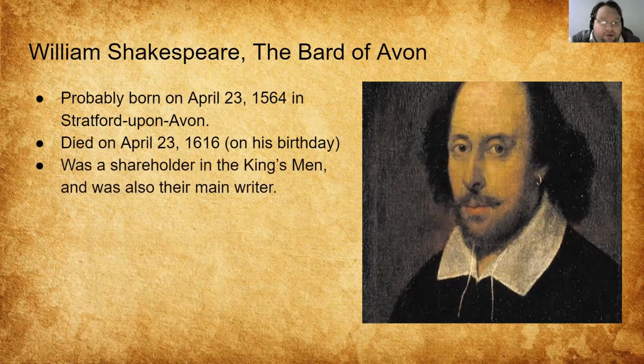He was a shareholder in the King's Men. He was also their main writer. So back in the Elizabethan days, acting was handled by little companies. You would have a company of actors. You'd have some of those actors be shareholders. They owned part of the company. And you would also have a noble patron. So in that case, they were the King's Men. That's because the King of England, James I at the time, was their patron. So he was the one that kind of put up a lot of money.